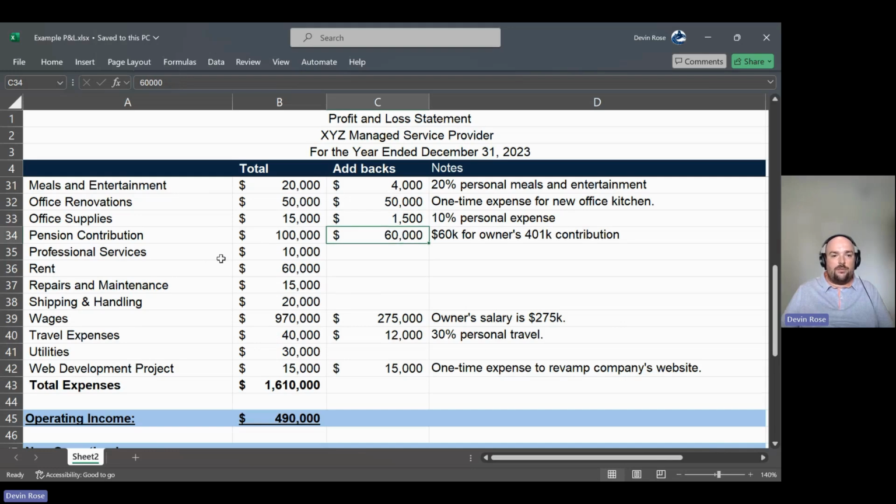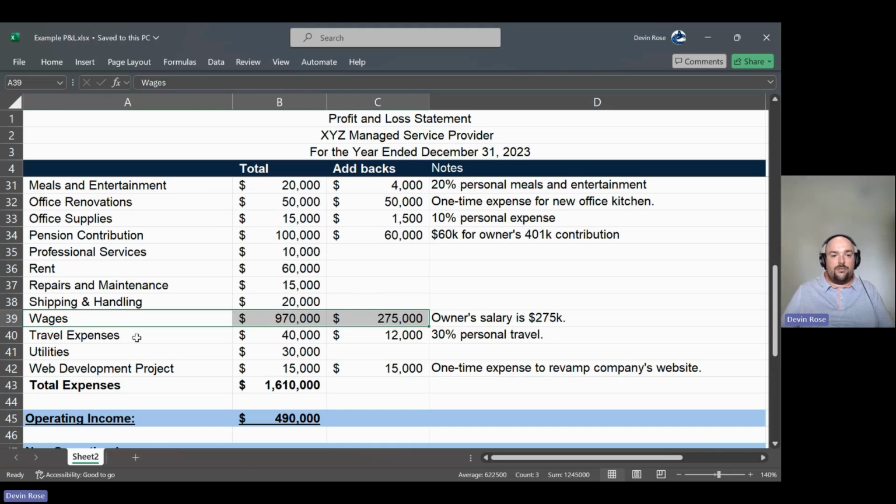And then here we have a few expenses that are entirely normal business expenses that the buyer would expect to maintain, so they don't get added back. And that is $10,000 for personal services, $6,000 for rent, 15 grand for repairs and maintenance, and then $20,000 for shipping and handling. Then we have wages. So here we have an owner who is paying themselves $275,000 a year. So we add that back, and the rest of the staff's wages stay on the books there.